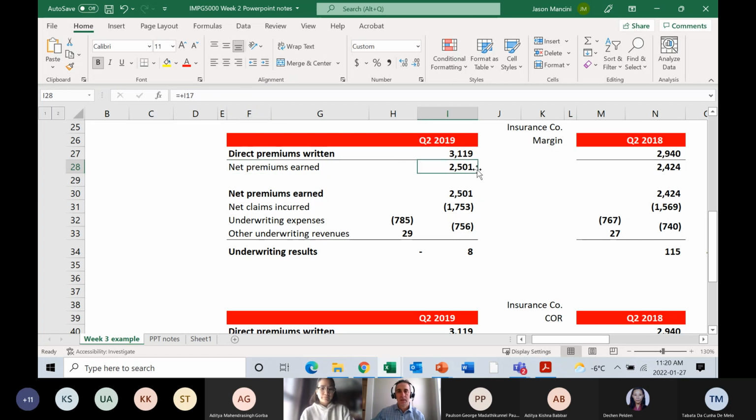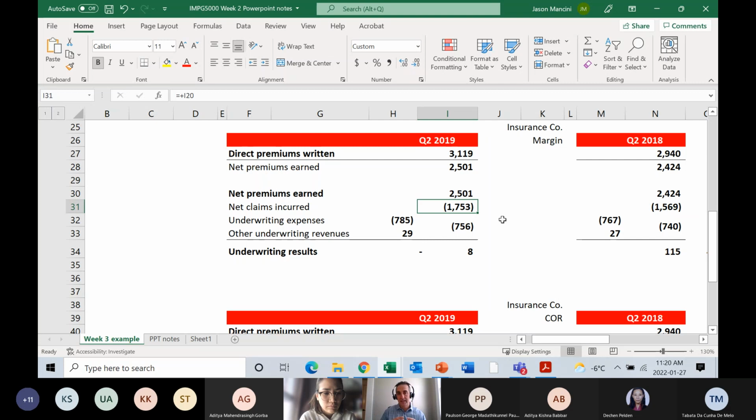So we use the revenue number as the baseline to see how much of this revenue is used to pay for claims, and how much is used to pay for expenses. We have this net premiums earned number of 2,501. Again, this goes into the matching principle. So we have revenue of this much. The insurance company, using its best estimate, thinks it's going to have this much of a claims expense.